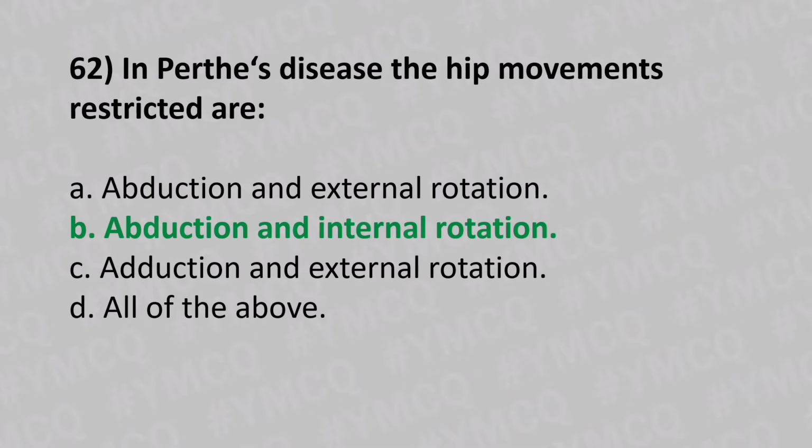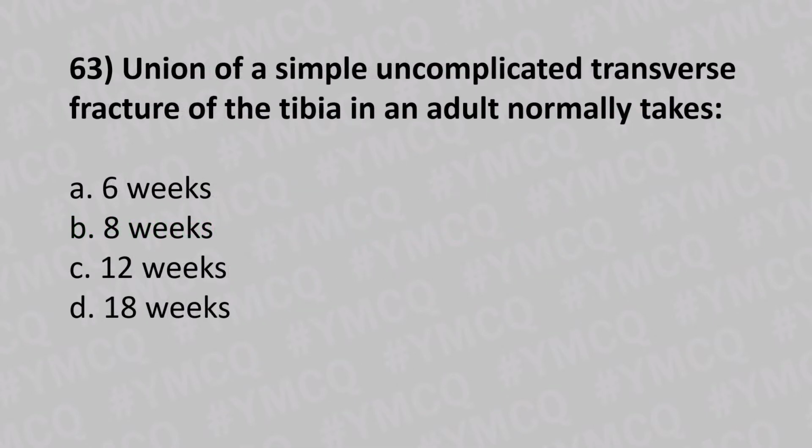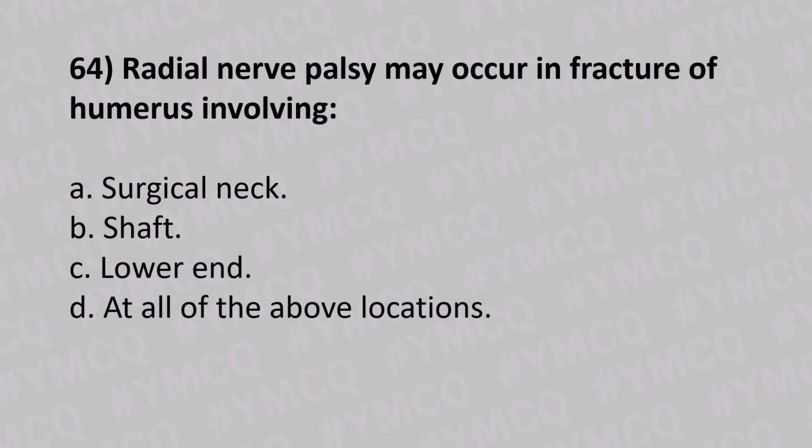Moving to our 63rd question, union of the simple uncomplicated transverse fracture of the tibia in an adult normally takes option A 6 weeks, option B 8 weeks, option C 12 weeks, option D 18 weeks. And the answer is option C 12 weeks.